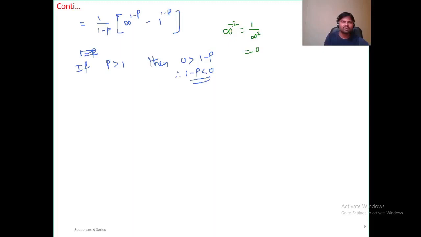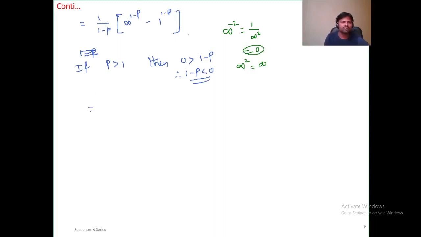If the power is positive, for example, let's take 2, infinity squared is infinity only. So if the power is negative, then I will get 0, a finite value. Clearly this power is negative. So therefore what can I say?